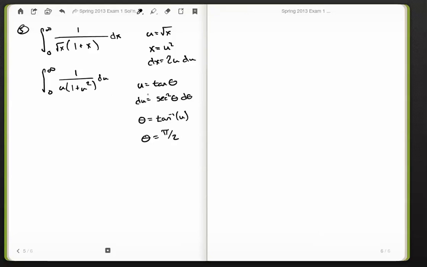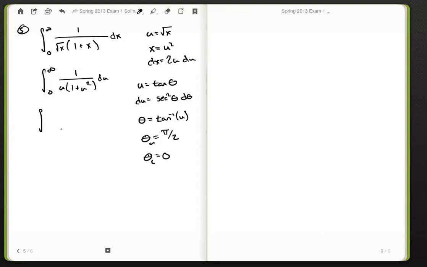All right. So I can rewrite this in terms of theta now. So this is my theta upper. And I should write that as theta lower. Where is the tangent equal to u, 0? Well, that's at 0. Okay, so that 0 is going to remain as 0. So I can rewrite this thing now in terms of theta.